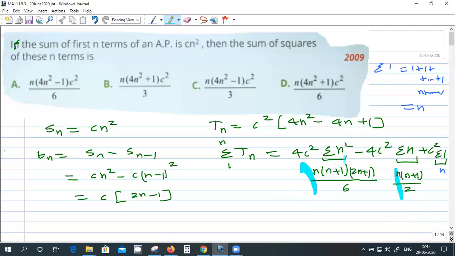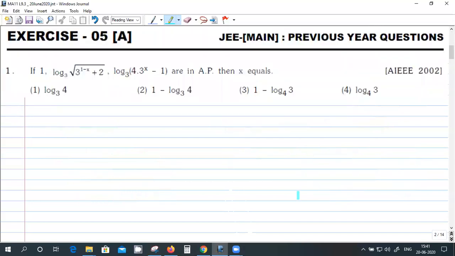And what is summation of n cube? n into n plus 1 divided by 2, the whole square. Okay, you will remember because you're learning for the first time. So these three results you have to remember: summation of n, summation of n square, summation of n cube, where n is a natural number, from 1 to n. Okay, try this one, JEE Mains 2002. Getting the idea how to do it?